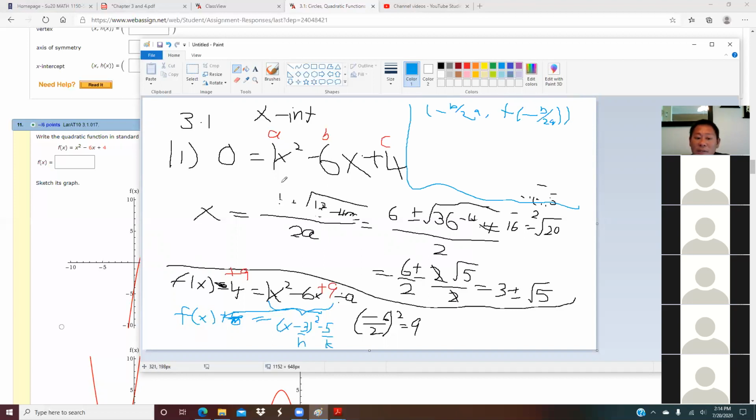So again, we will use a and b here. So we plug it over here. So -b in this case is -6 over 2. So in this case, we know that your vertex x-value is 3. This is your h. Okay, now we need to find k. So in order for you to find k, you just plug this 3 into this formula.